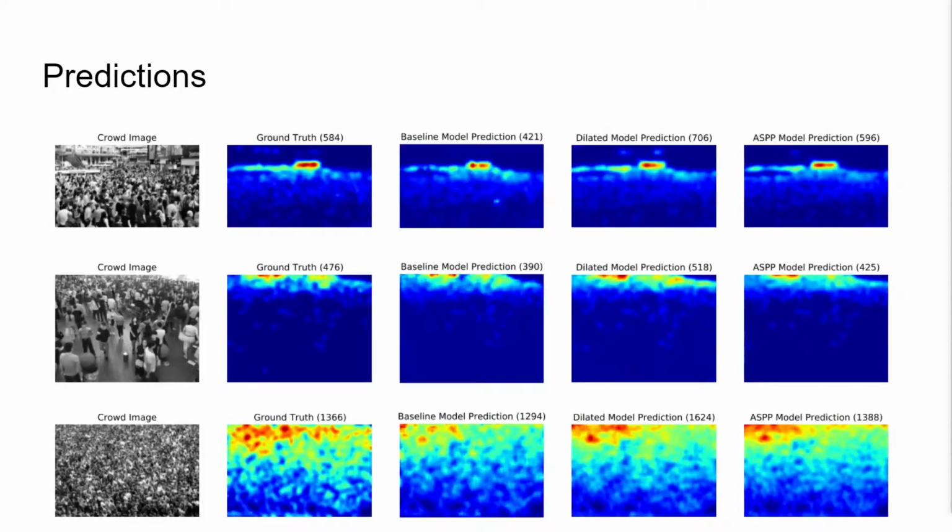Here we can see some of the predicted density maps by each model, as well as the predicted crowd counts in brackets.